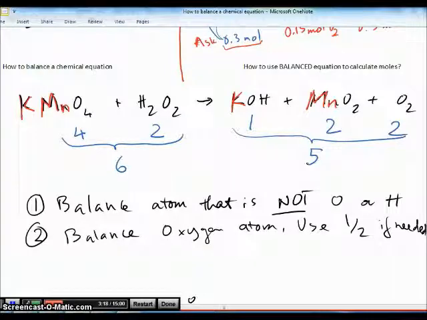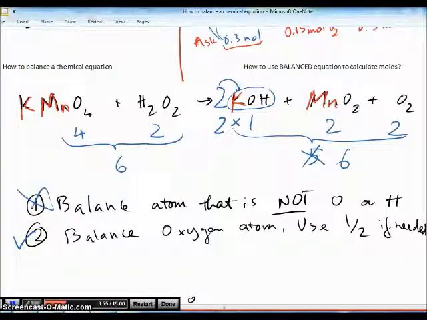Now to make it balanced, what I can do is multiply this number by 2. That means I will put a 2 over here. 2 plus 2 plus 2 makes 6. But look, immediately, if I put a 2 here, that means I have 2 of this whole thing, which means I have to make 2 of the potassium as well. So then I just screwed up step 1 by doing that.